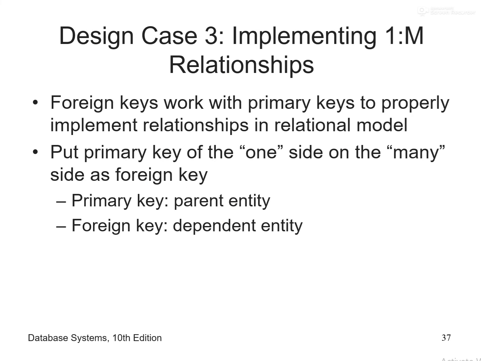Okay, in order to implement a one-to-many relationship, the rule is very simple. You have to add the primary key of the one side on the many side as a foreign key, and the primary key becomes the parent entity and the foreign key becomes the dependent entity.